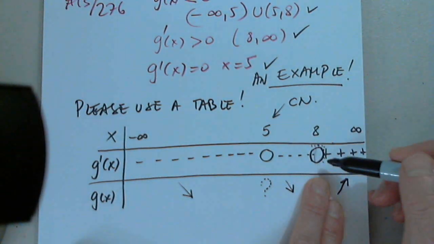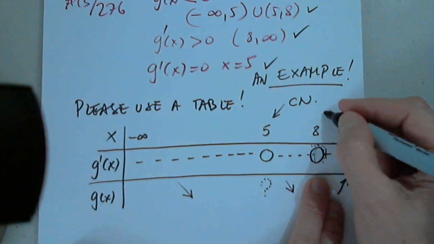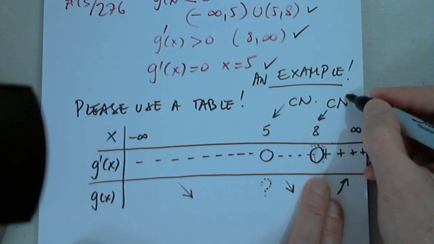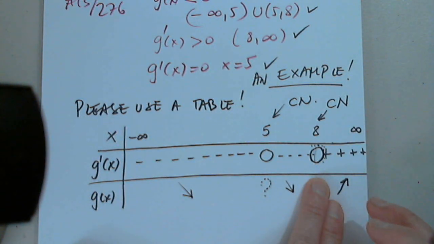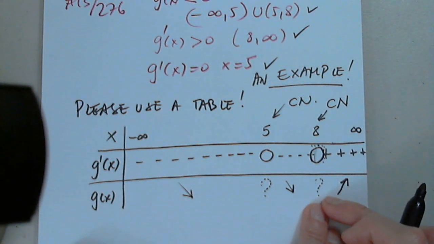So then, since we consider that this is 0, is 8 a critical number? Yes, it is a critical number. Next question. 8 comma whatever we want. Will it be a max, a min, or none of the above?